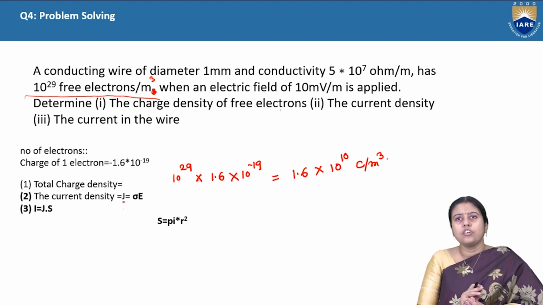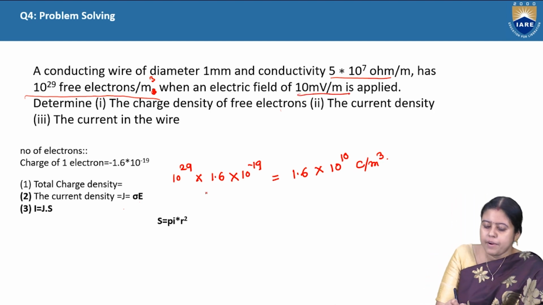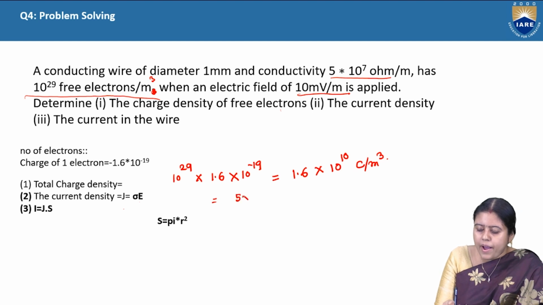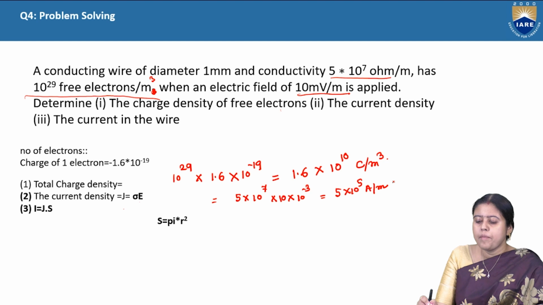J is equal to sigma E. What is sigma? The conductivity is given as 5 into 10 to the power 7. And what is the electric field? 10 millivolt per meter. So we can write 5 into 10 to the power 7 into 10 into 10 to the power minus 3. So we are getting here 5 into 10 to the power 5 ampere per meter.